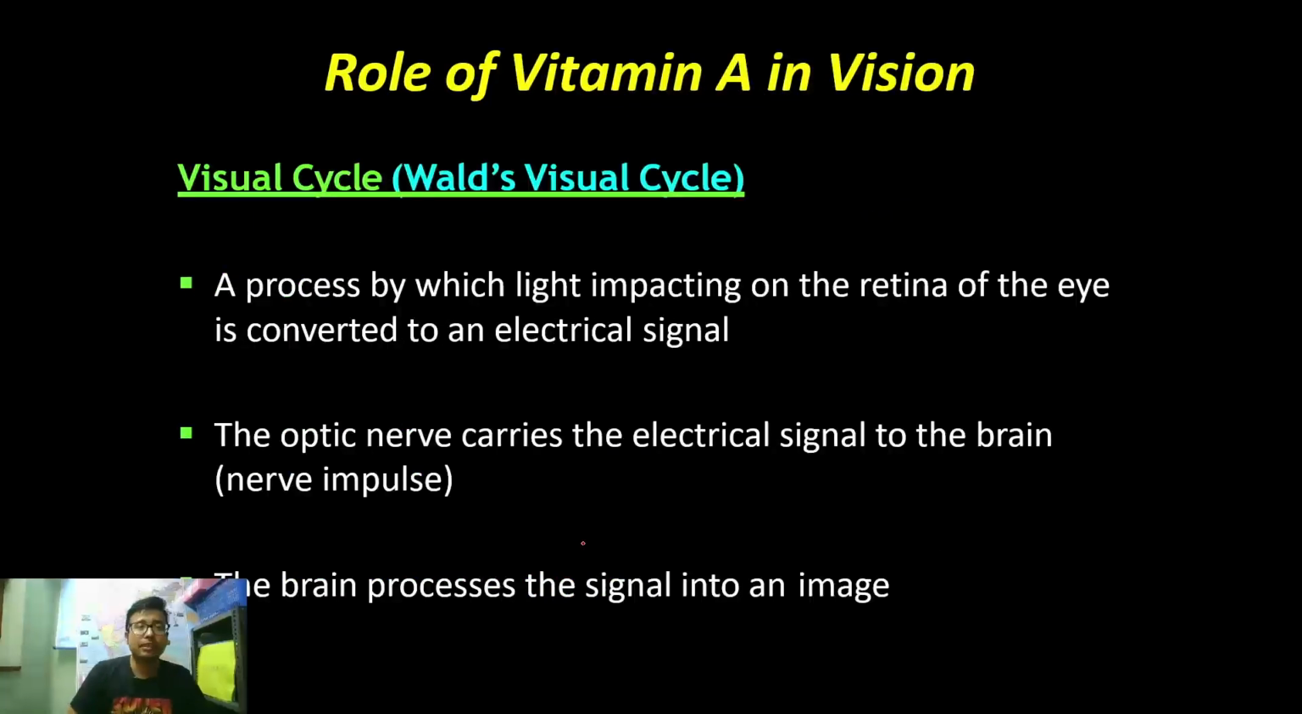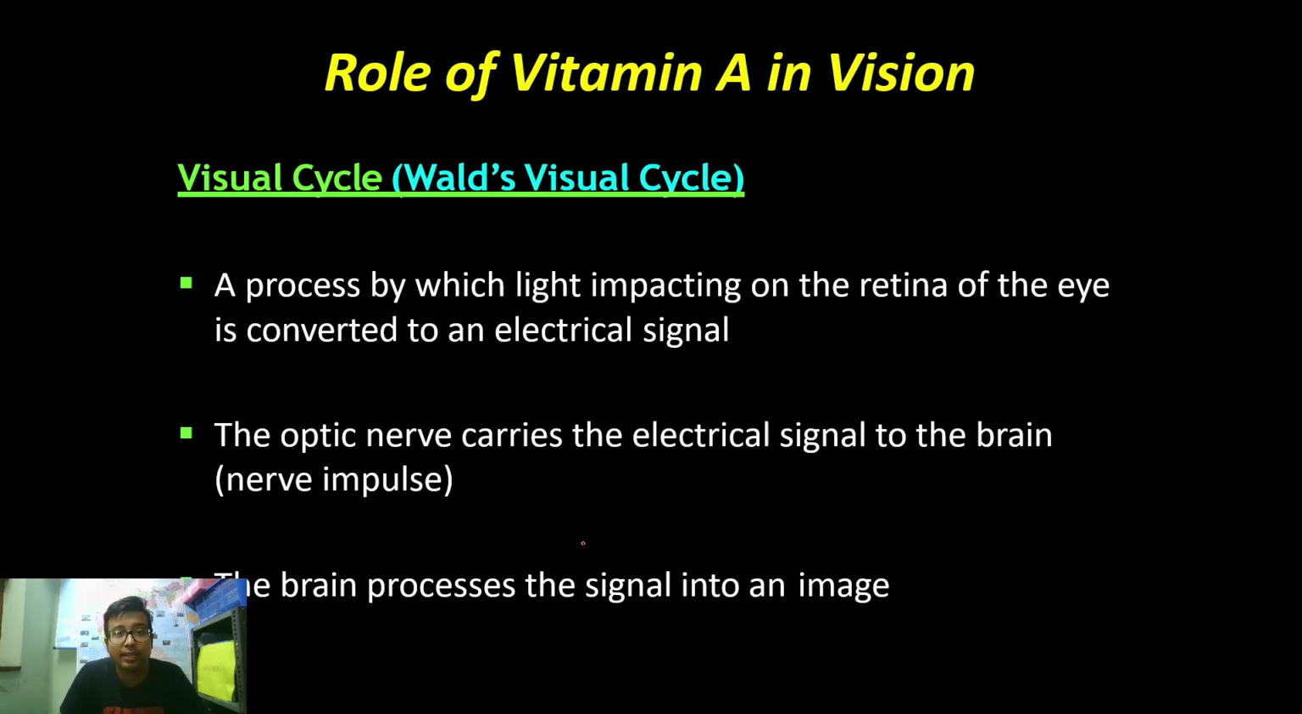Coming to the most important area of the lecture, the role of vitamin A in vision. It was discovered by Dr. Wald, so it is named after him, Wald's visual cycle. It is a process by which light impacts the retina of the eye, the only organ where light energy is converted to an electrical impulse. Everything we are doing right now, I'm talking, you might be writing or seeing or understanding, is nothing but current. Neurons are transmitting electrical impulses. That's how our body works.